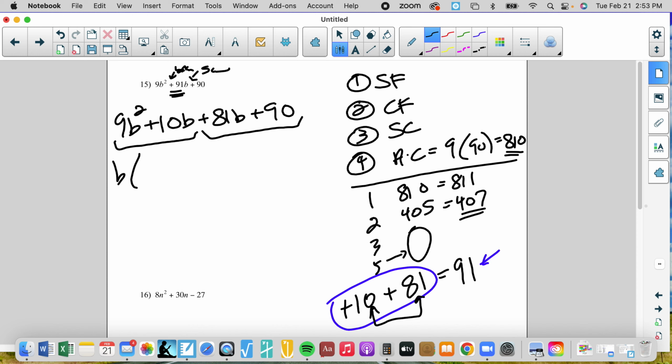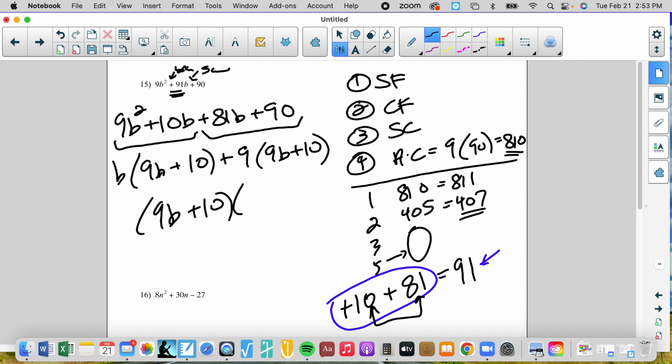We're going to factor out a b. We get 9b plus 10. We're going to look here and let's factor out a 9. And you get 9b plus 10. I did that correctly because they're the same in the parentheses. And I'm left with b plus 9. And then I would check. 9b squared, good. 81b, 10b makes 91b. And then I do my lasts. 10 times 9 is 90. So yeah, it checks out. Less than 30 seconds to do that.